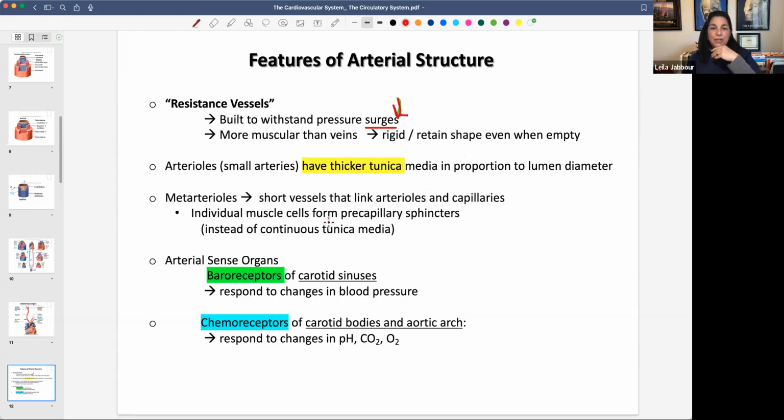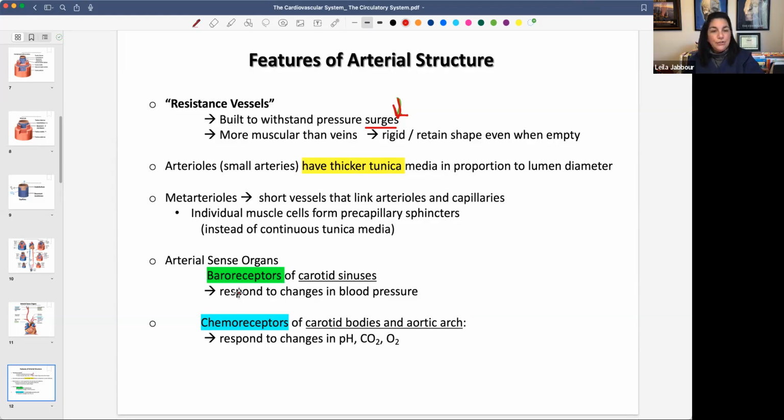They have individual muscle cells forming capillary sphincters. This is really cool. I'm going to show you a couple of slides about that coming up. This is really important for basically controlling where the blood is going to go. When I show you the picture, it's really going to make more sense. And this will be much more useful instead of having a continuous tunica media. You'll see what I mean by having these individual muscle cells there as precapillary sphincters. You'll see why it's important.